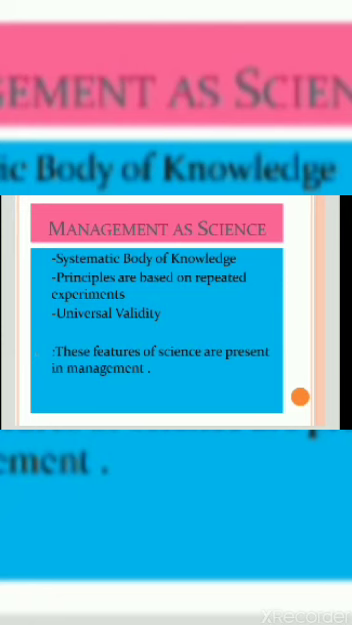So we will discuss one by one. First is management as science. There are some features of science which are involved in management, so we can say that management is a science. First feature of science is systematic body of knowledge. Second, principles are based on repeated experiments. And third is universal validity. So these features of science are present in management. So we can say that management is a science, but not an exact science. It is an inexact science or social science.